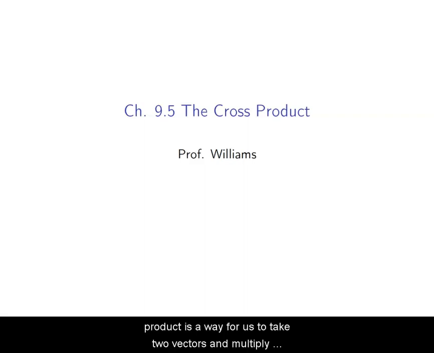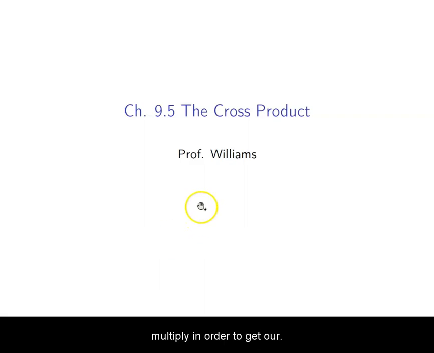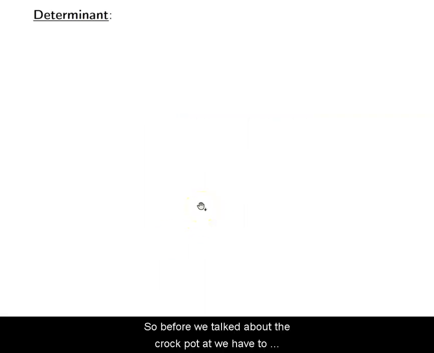The cross product is a way for us to take two vectors and multiply them together and get a new vector out, right? So the dot product, we took two vectors and multiplied them and got out a number, a scalar value. Today we'll get out a new vector. And that new vector has some really cool properties in relation to the two original vectors that we use to multiply in order to get our cross product, our new product.